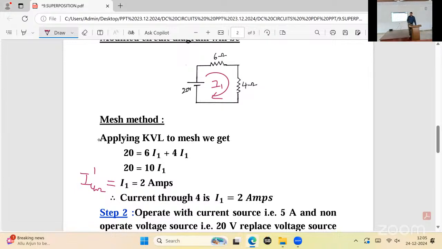Is there any doubt in step 1? Run with only one source. Find the current through 4 ohms. Now step 2.